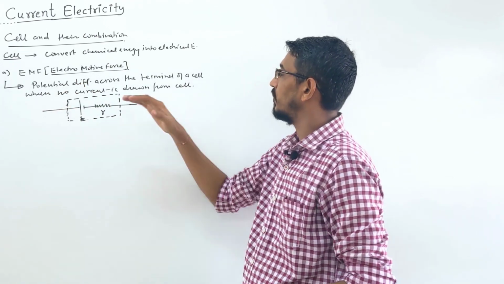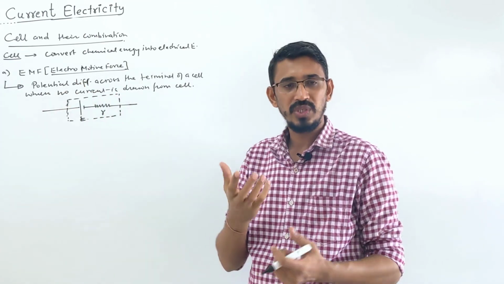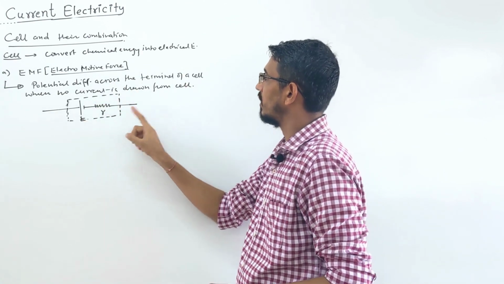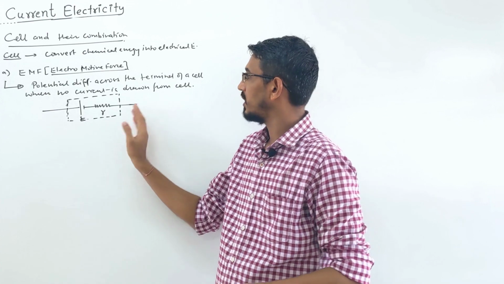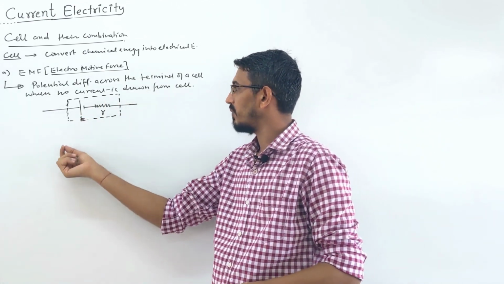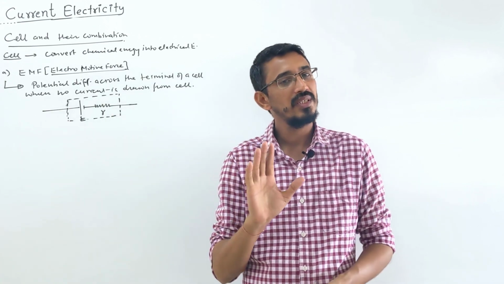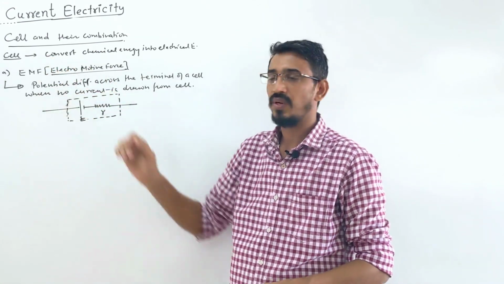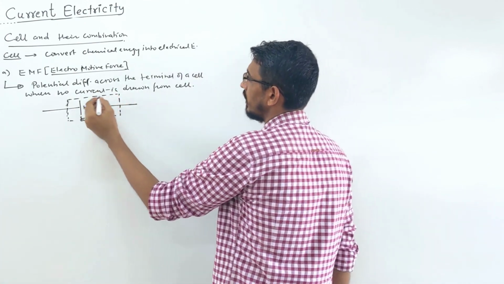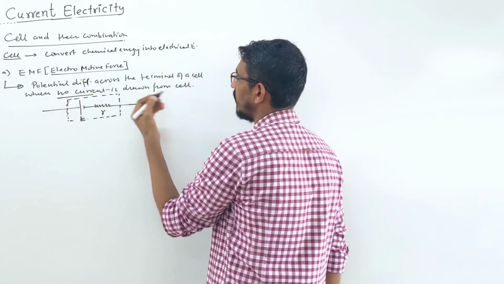So what is EMF actually? Electromotive force. The potential difference, just EMF only, potential only. The potential difference across the terminals of a cell when no current is drawn from the cell. In this way, you have just a battery with you, a cell with you. Then what is the potential difference across the terminals here and here? That potential is called EMF, okay. When no current is drawn, you can also call this simply the open circuit potential.